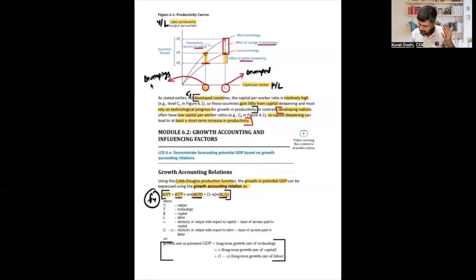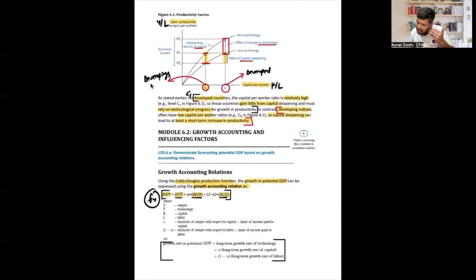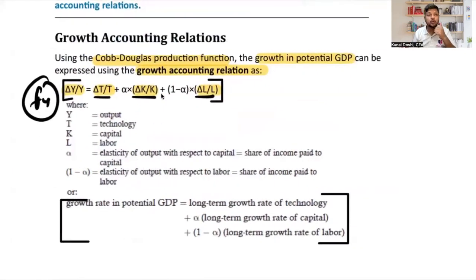Correct. Yes. Now we are going to talk in more detail about that, but just see this. Overall, when I say the growth in the GDP comes from three components, all the three components: the growth in technology, growth in capital, and growth in labor. Okay. This is the formula that we are going to use more. And the growth in potential GDP. Again, the three things: long-term growth rate in technology, in capital, and in labor. But capital and labor come with their share.